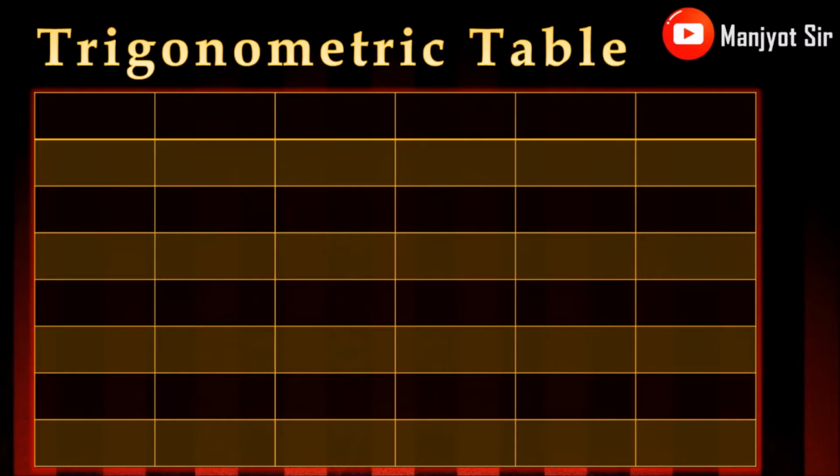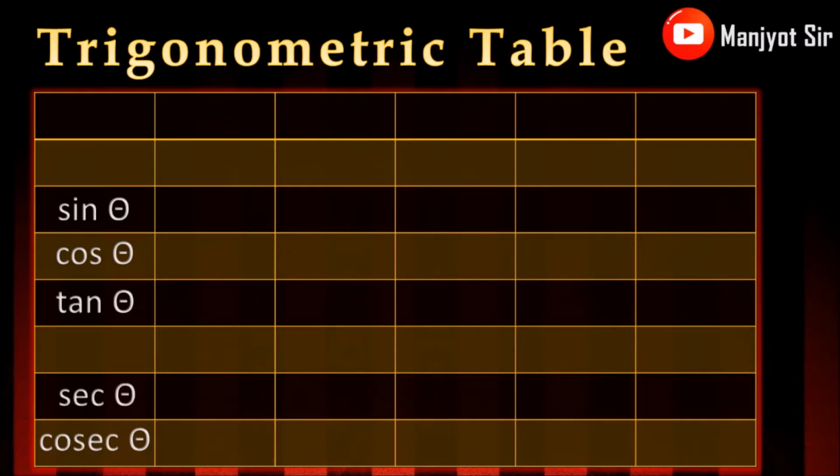Now let's list down first 3 trigonometric ratios. They were sine, cos and tan. Then we all know reciprocal of sine is cosec, reciprocal of cos is sec, and reciprocal of tan is cot. So we have listed down all 6 trigonometric ratios.